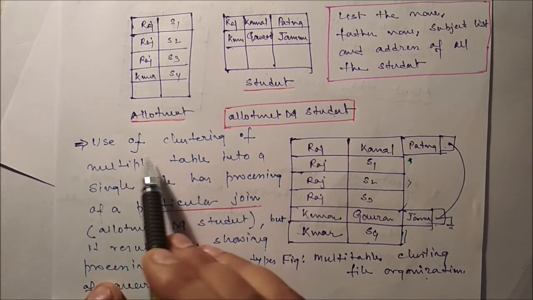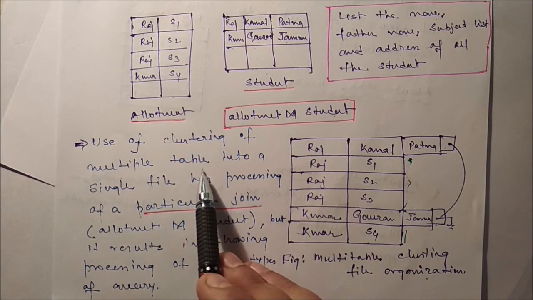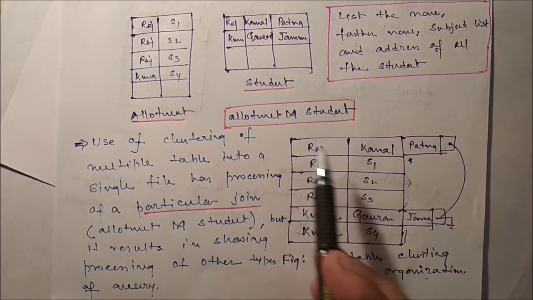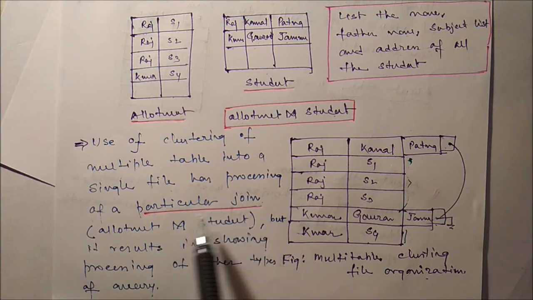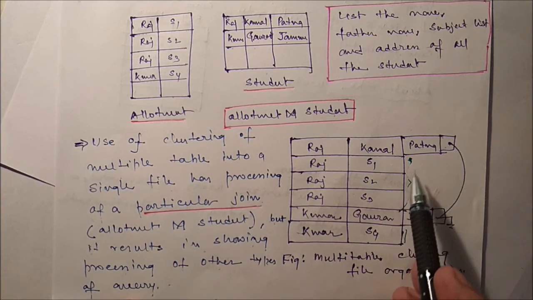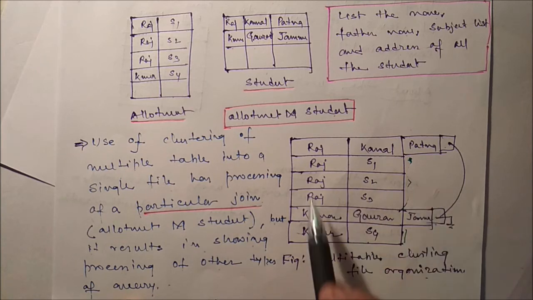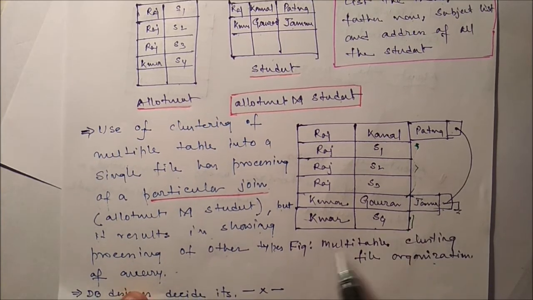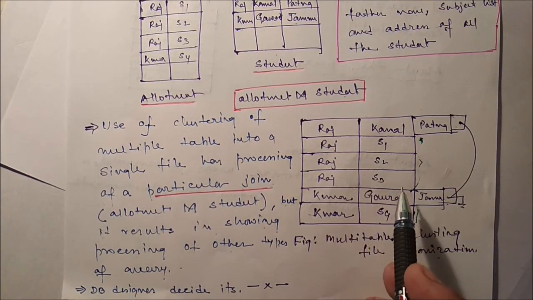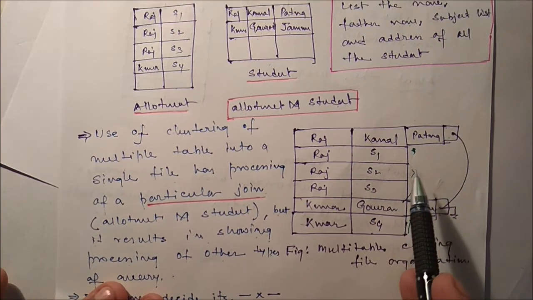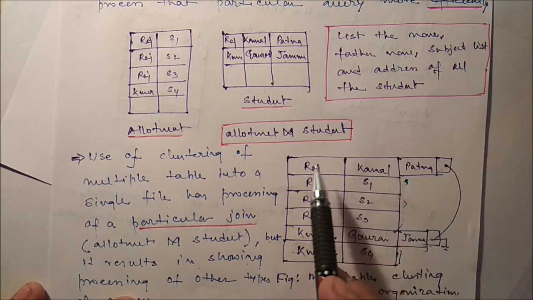But the use of clustering of multiple tables into a single file speeds up the processing of a particular join, this particular join, but it results in slower processing of other types of queries. That means it is now a complex type of table. Suppose you want to apply any other type of query, then the query cost will be high. Are you getting this?